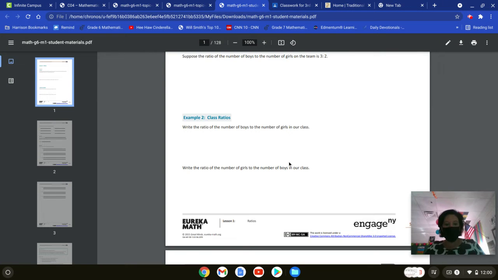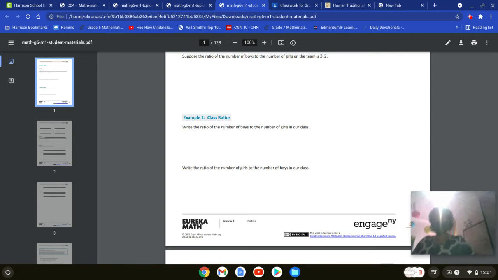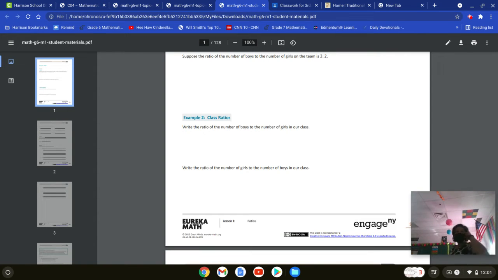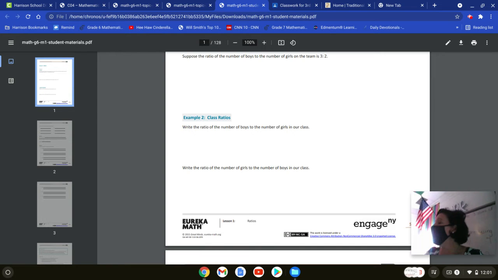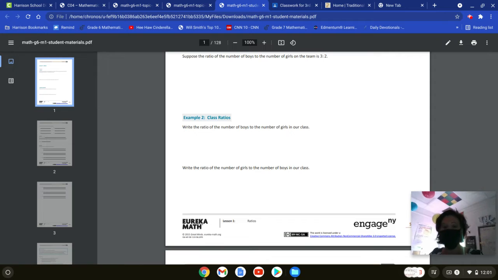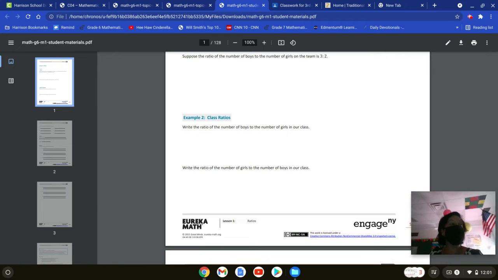So how would we write the ratio of girls to boys in our class? How would we write that as a fraction? How would we write girls to boys as a fraction? May, help me out. 14 over 11, like a fraction. How do you read it? If you were reading that as a ratio, how do you read it? 14 to 11. And then how else could I write that?